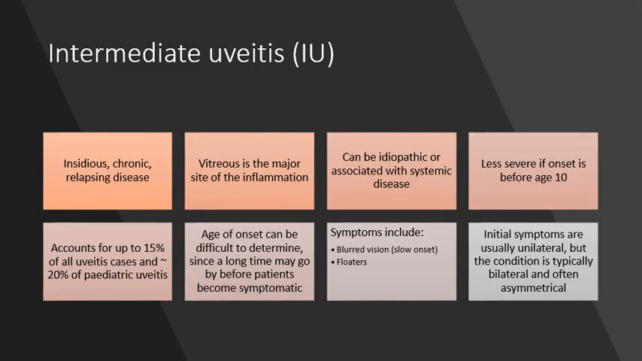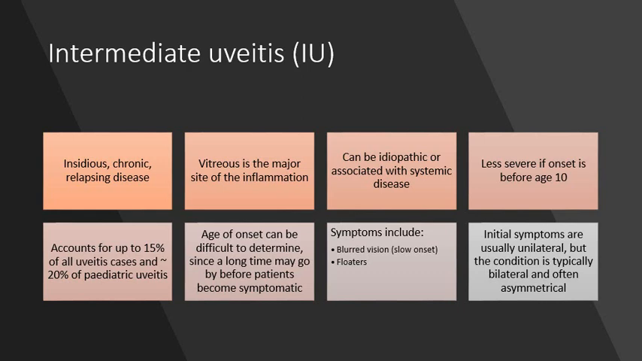And the last form of uveitis is the intermediate type. This is a really insidious and chronically relapsing disease where the main site of the inflammation is actually the vitreous. It can be associated with systemic conditions or can just be idiopathic, occurring because of no known cause. It's less severe if it starts in the patient before the age of 10. It accounts for up to 15% of all uveitis cases and about 20% of pediatric uveitis cases.